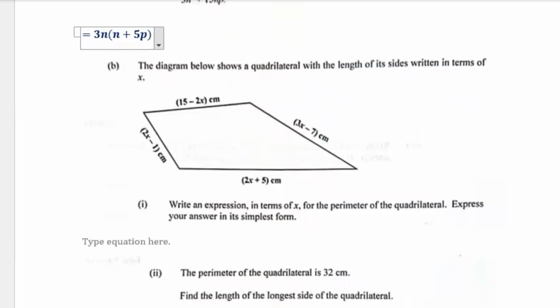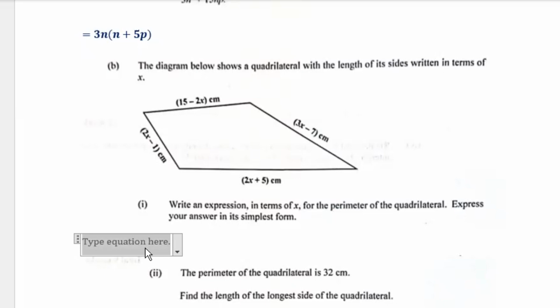Part B says the diagram below shows a quadrilateral with the length of its sides written in terms of x. So 4 sides, we have 15 minus 2x, 3x minus 7, 2x plus 5, and 2x minus 1. And it says, write an expression in terms of x for the perimeter of the quadrilateral. Express your answer in its simplest form.